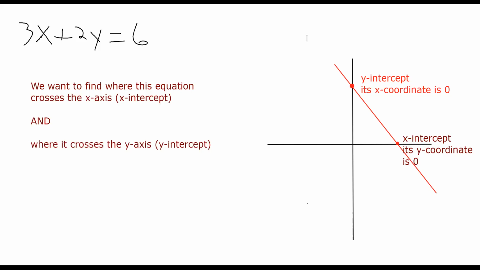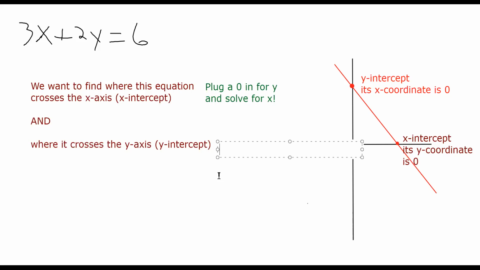So guess what? That's actually going to be our guiding principle. We want to find where this equation crosses the x-axis. So if you want to do that, plug a 0 in for y, not x, plug a 0 in for y and solve for x. And that's going to be where we find the x-intercept. Down here, if you want to see the y-intercept where it crosses the y-axis, you plug a 0 in for x and solve for y. That's going to be our system.